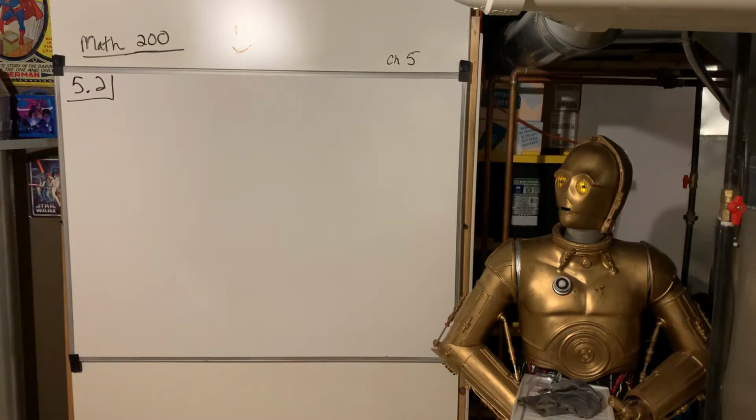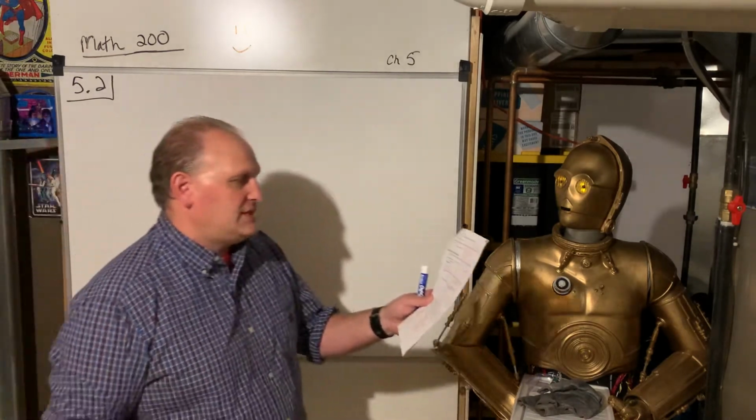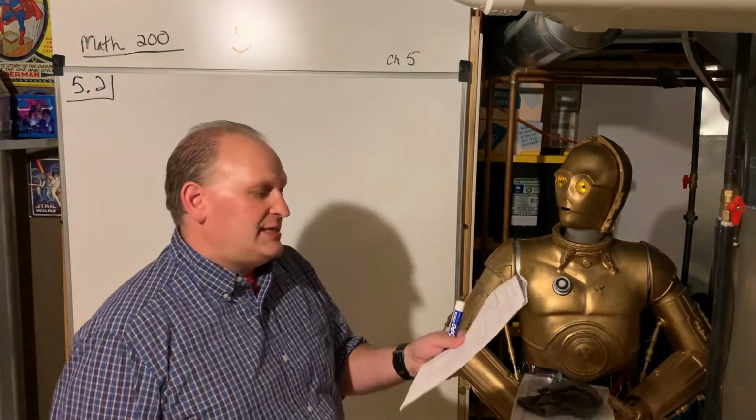Okay, we are back. This is Math 200. We're looking at Chapter 5. We're on the 5.2 notes. That's page 3 in your note packet. And exponents in scientific notation.